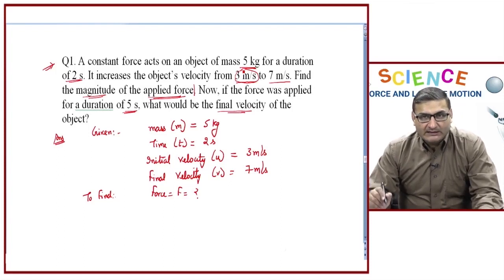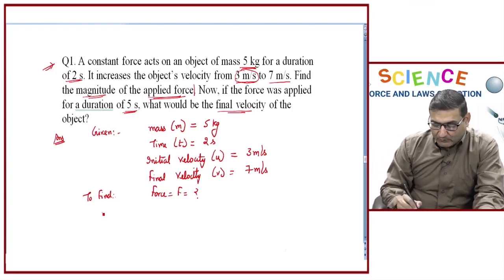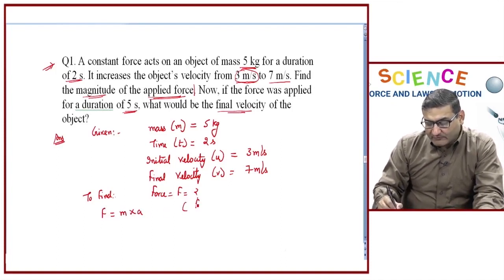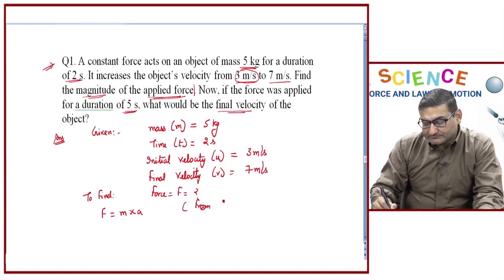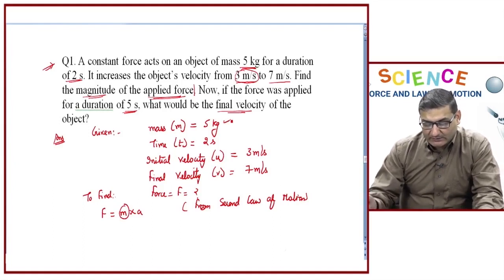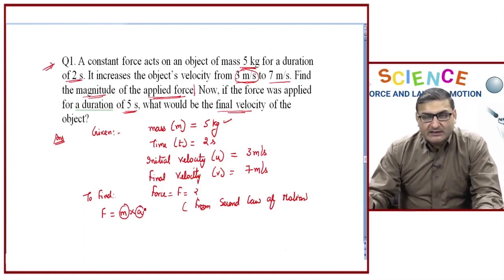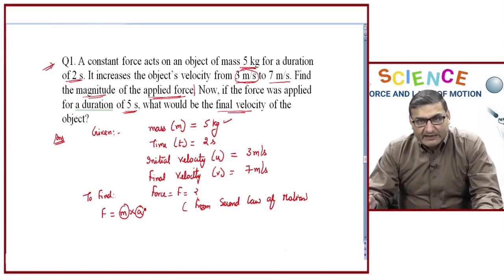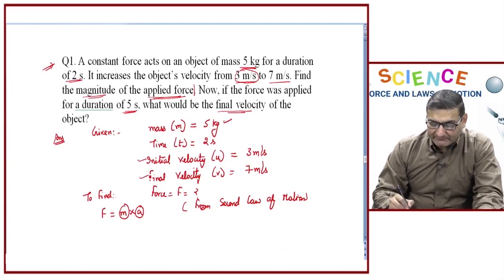So first of all, let us calculate the force. Now we know that F is equal to m into a. This is from Newton's second law of motion. Now we are provided with the mass, but a, acceleration, is not given. So if we observe the question, we are given other values which will help us find the acceleration. How are we going to do it? We are given u, we are given v and t.